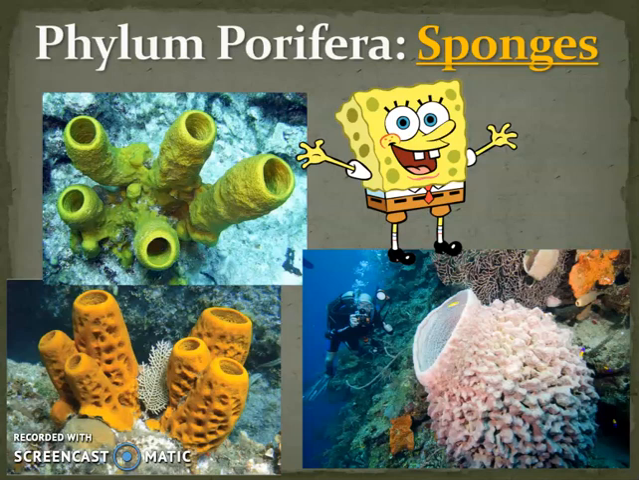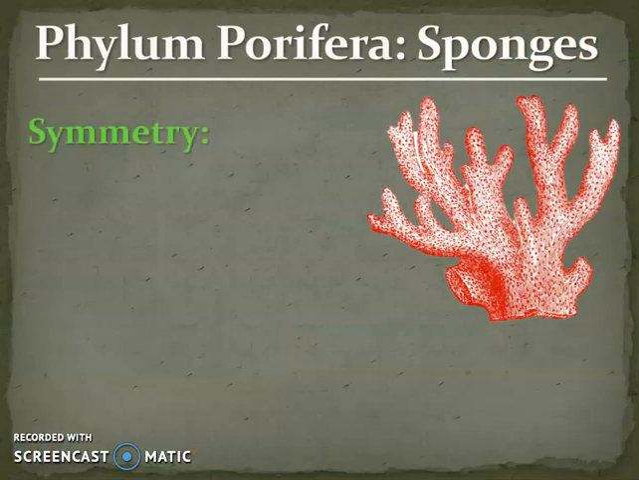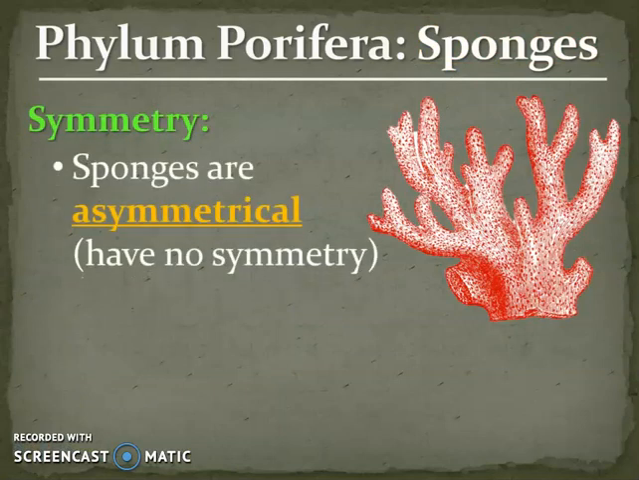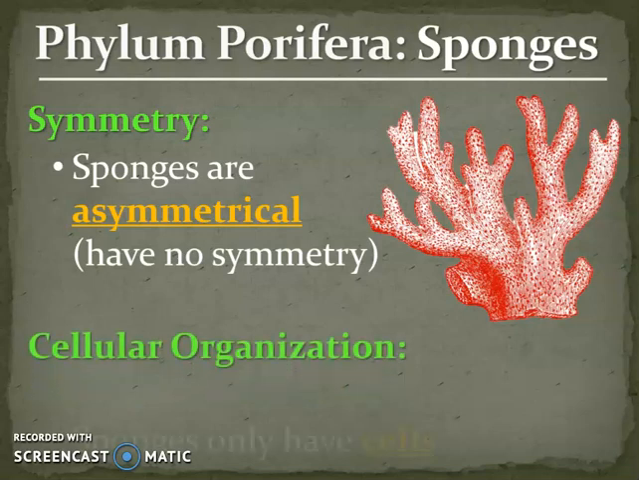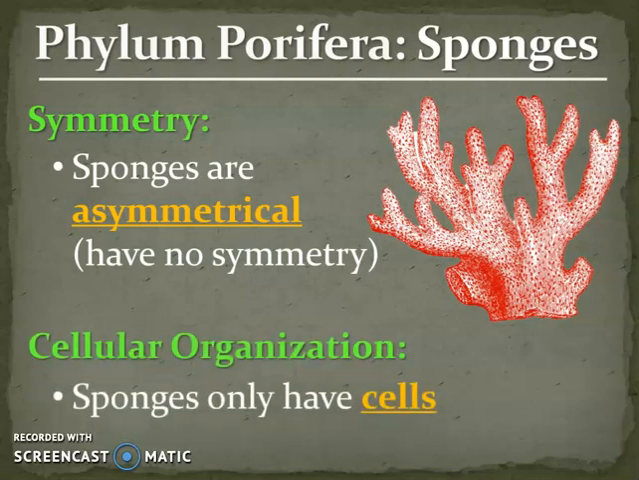So sponges, first of all, have what's called asymmetry, meaning there's no way that you can cut them in half that they will be identical on both sides. Their organization is just cells. They don't have tissues. They just don't.